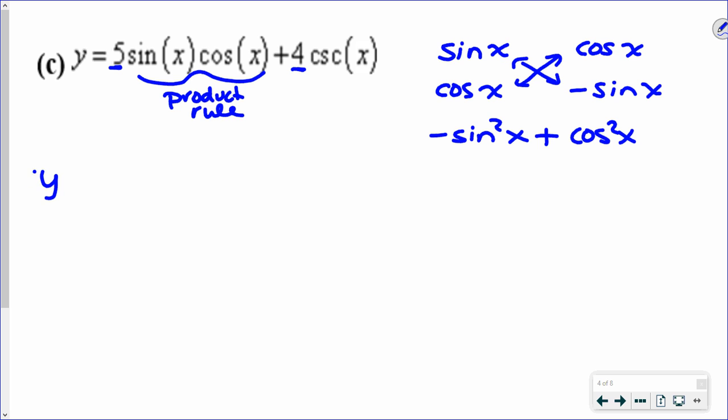So to find our derivative, dy dx, we'll bring the 5 down in front, times our product rule. And you know what? I think just to make it look better, I'd probably just rewrite this as cosine squared minus sine squared, so we're not leaving off with a negative.